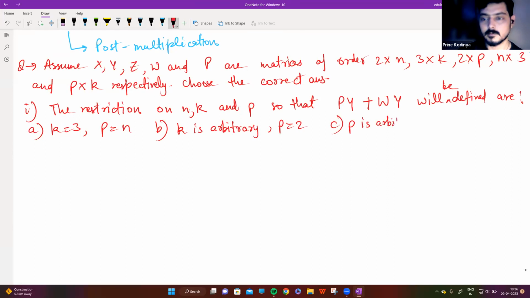P is arbitrary. And K is 3. And D option is K is 2, P is 3. Yes. How can it be solved? What's the answer, everyone?